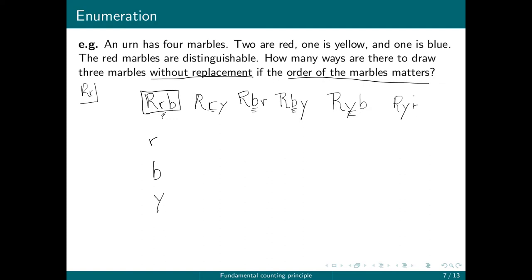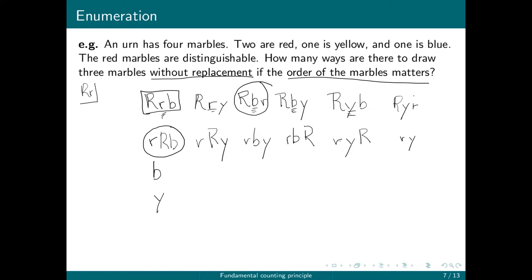And I'm going to go through the same process for all of my other first choices. So maybe I do the big red one second, and then I could do blue or yellow third. And since the order matters, these are different objects than the counterparts up here. Right, so this order and this order are different. So imagine you're playing some game where, let's say, you win more money if you get the blue one second, right? So that would make these two different. What else do I have? I could pick blue second. I could pick yellow second. And that's all the ones that start with the little red marble.